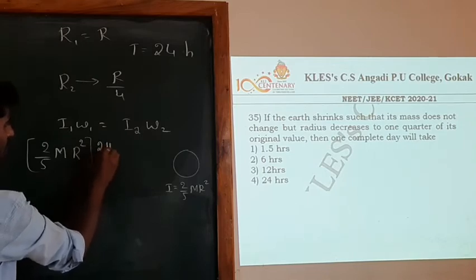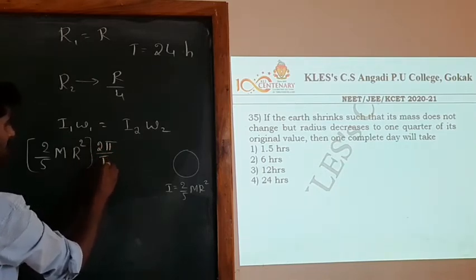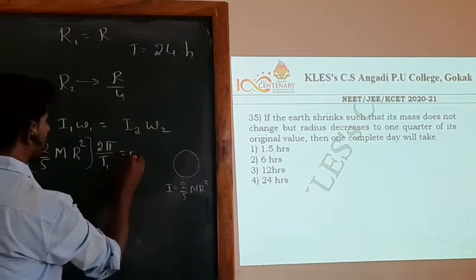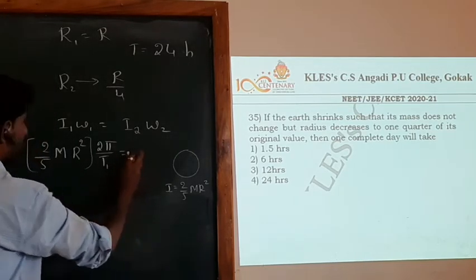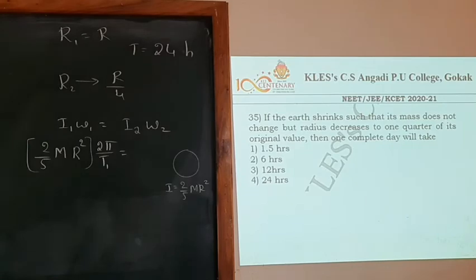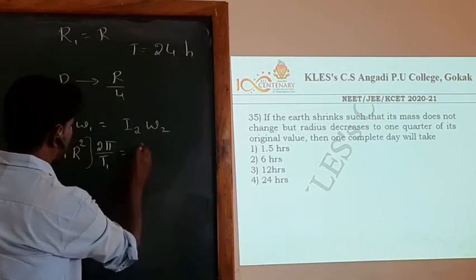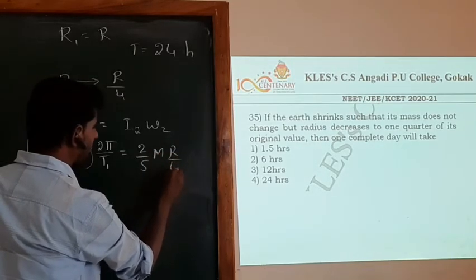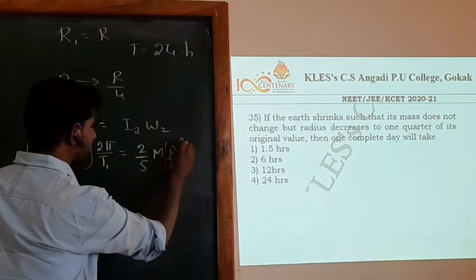And what about the omega 1? I write this is 2 pi by T1. 2 pi divided by T1 is equal to I2 value. So I2 is the same thing, 2 by 5 mass as it is, and the radius changes from R to R by 4, and this term is in square.